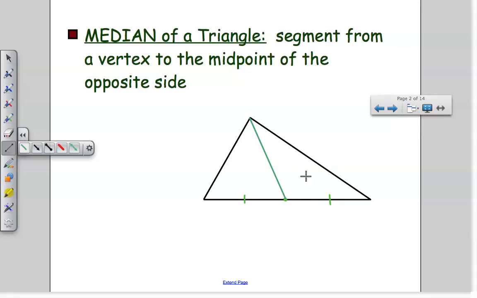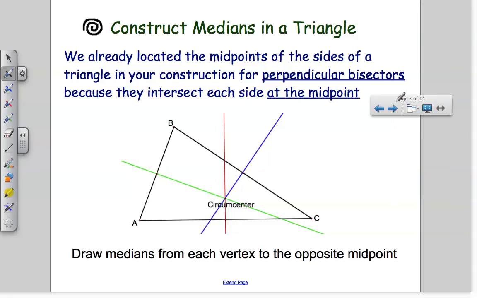We could go from this vertex to the midpoint of this opposite side, or from this vertex to the midpoint of this opposite side. Now once again, just like with perpendicular bisectors and with angle bisectors, we're going to have a point of concurrency. All three medians are going to meet in the exact same place. It is called the centroid.